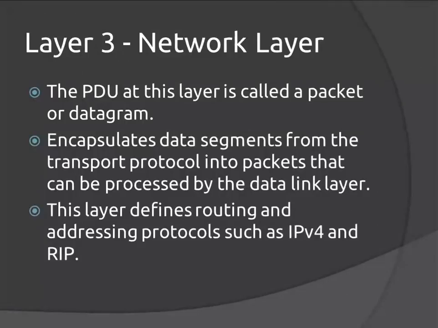Layer 3 of the OSI model is the network layer. The PDU at this layer is either a packet or a datagram. Data segments are encapsulated into packets that are then processed by the data link layer. Routing and addressing protocols such as IPv4 and RIP are defined in this layer.